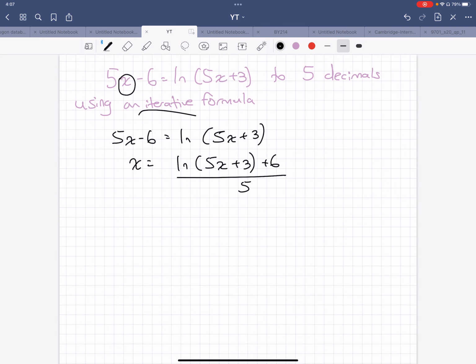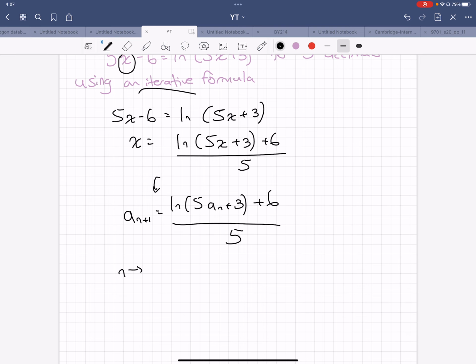So from what we do here, we just plug in whatever value we want for x. This is based off of the idea where if we say a(n+1) equals, sorry, I'll just write it in this form, (ln(5a(n) plus 3) plus 6) over 5. This is effectively what we get, but if n goes to infinity, n plus 1 is also infinity. So what we can say is a infinity is x.